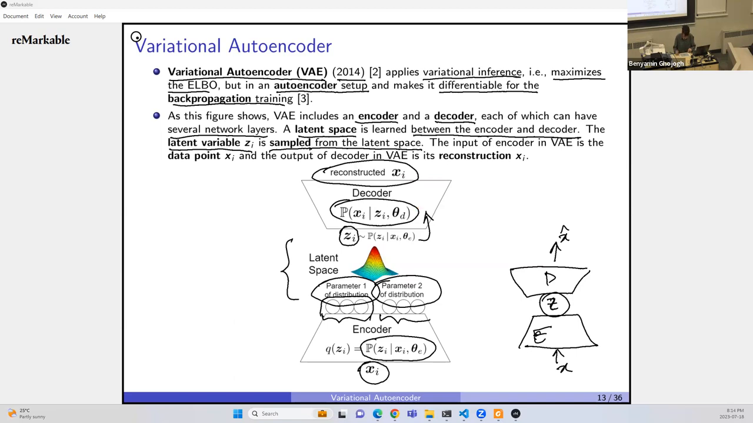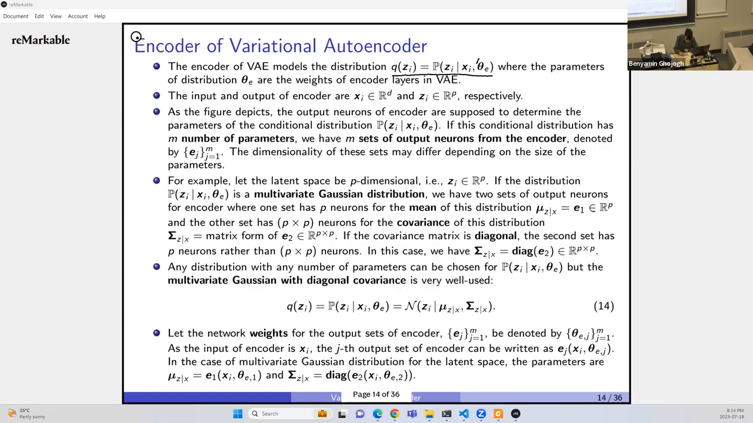Now I think it's interesting that you can see the encoder and decoder as two distributions, two conditional probabilities, okay? And what is theta E? The weights of the encoder, the parameters of the encoder. E stands for encoder. Here, assume we have M parameters in the distribution. For example, if we have a Gaussian distribution, M is 2, mean and covariance, right? So we have M sets of output neurons from the encoder. Why do I say M sets? Because you need a set of neurons for each parameter, and each parameter might be a vector or matrix. If it is a matrix, you can reshape it to become a vector.